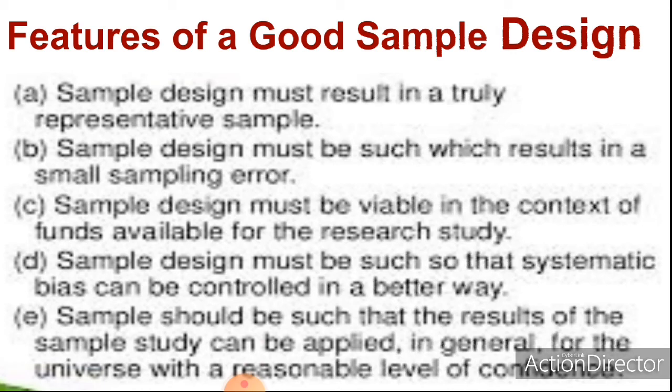So these are the important features of a good sample. Once again, a good sample should be representative. It has a smaller sampling error. It must be viable. It must control systematic bias, and results can be applied to the universe.